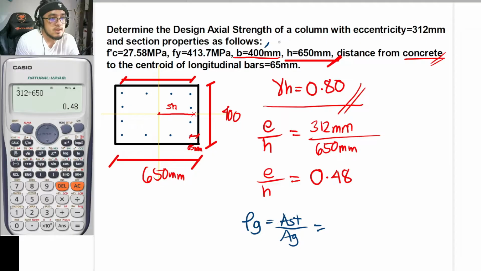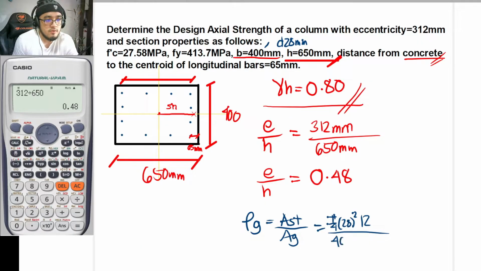But for the rebars, let us use diameter 28 millimeters. And we have 12 pieces of diameter 28 mm rebars. Okay, so with that, this is now to be equal to pi over 4 times 28 squared times the number of pieces, which is 12 pieces, divided by the cross-sectional area, and that is now to be equal to 400 times 650 mm.